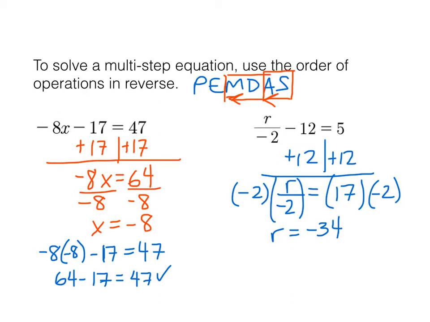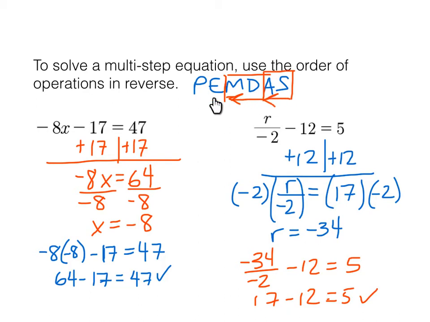If we check it, we put the negative 34 in for r, divided by negative 2, minus 12. Does that equal 5? Indeed it does. We get 17 minus 12, and that does indeed equal 5. So we know we did that correctly as well. So when you solve a multi-step equation, use order of operations in reverse. But there are a couple of exceptions to that rule, because that's what always happens in math. Let's take a look at them.